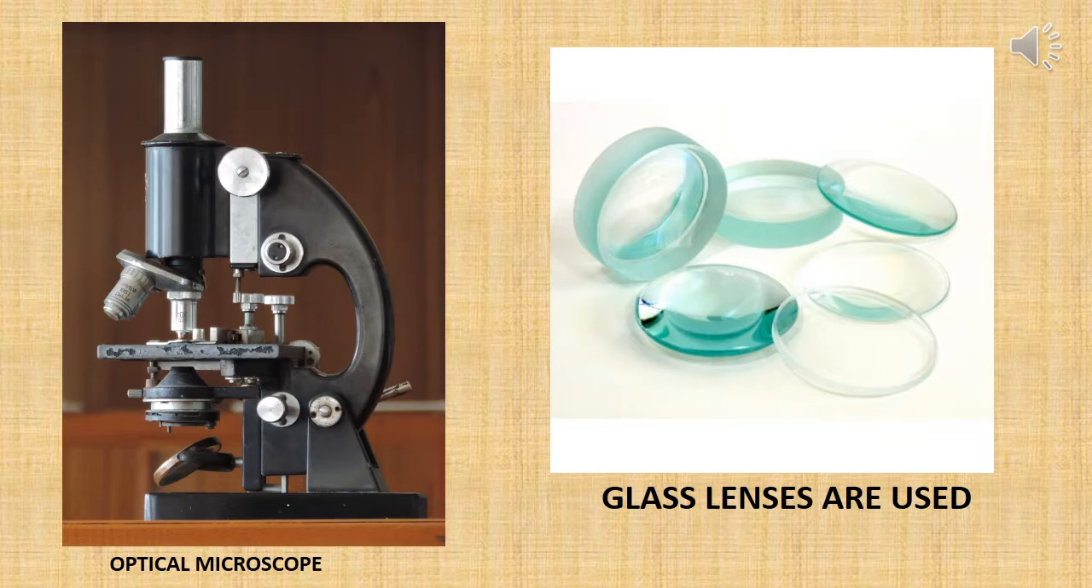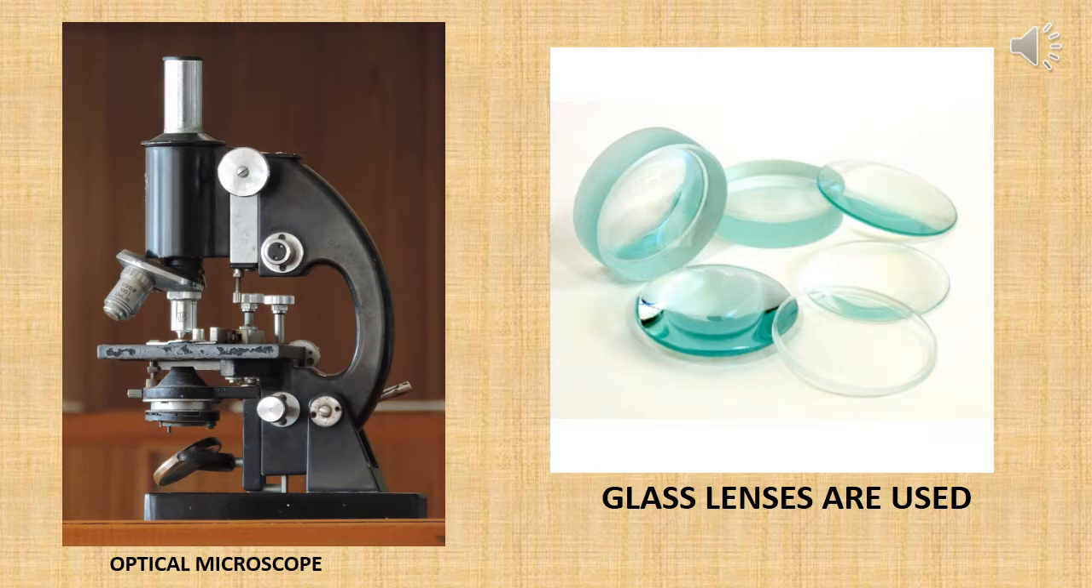In this presentation, we are going to learn about the electron microscope. Before learning about the electron microscope, we should know about the optical microscope. These optical microscopes are widely used in biology labs to see very microscopic things. But the magnification of the optical microscope is very less.